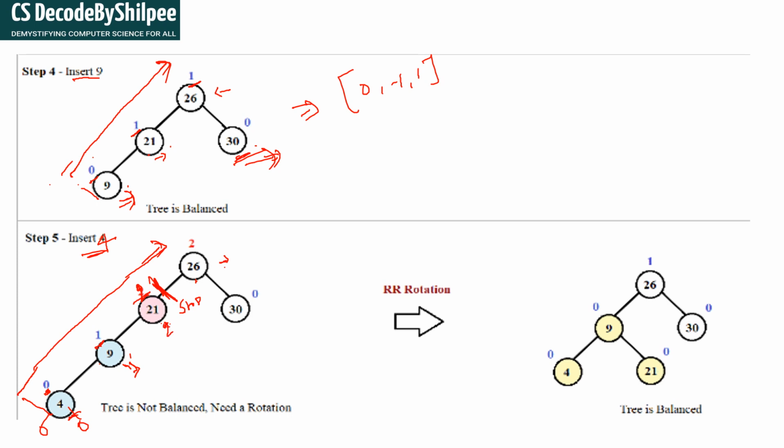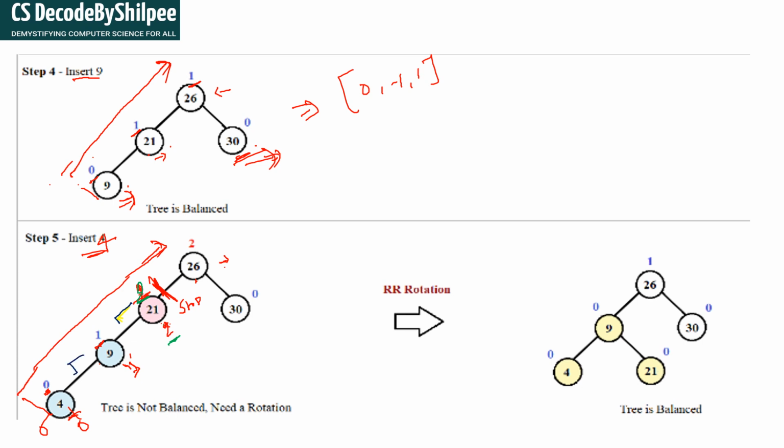So what will you do here? Here the violation occurs, then what will you perform? You check where the violation occurs: 21. So from 21 onwards you start checking which type of problem occurs, which type of rotation it is. Check what type it is. It is LL.